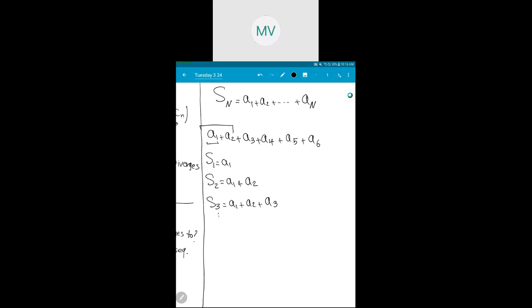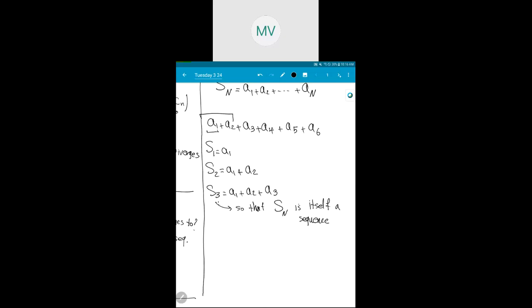The nice thing about this is that we can look at this series as a limit of a sequence. Basically, this is a new sequence, so S sub n is itself a sequence, right? So wherever convenient from now on, we're going to use S sub n, and the limit of S sub n as the limit of the series or the value of the series.